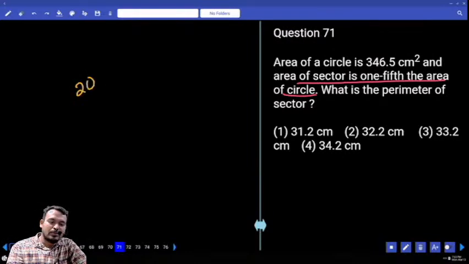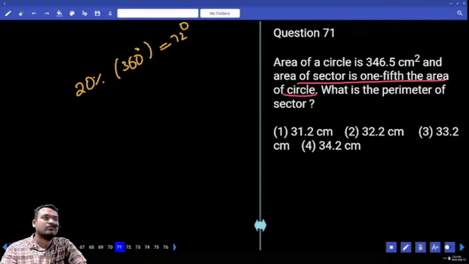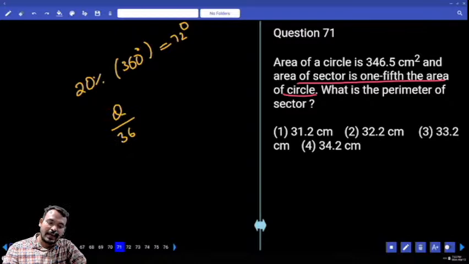1/5 means it is 20%. 20% of 360 degrees is how much? 72 degrees. Okay, what is the circumference? Theta by 360, what is the L value? L equal to theta by 360 into 2 pi r.